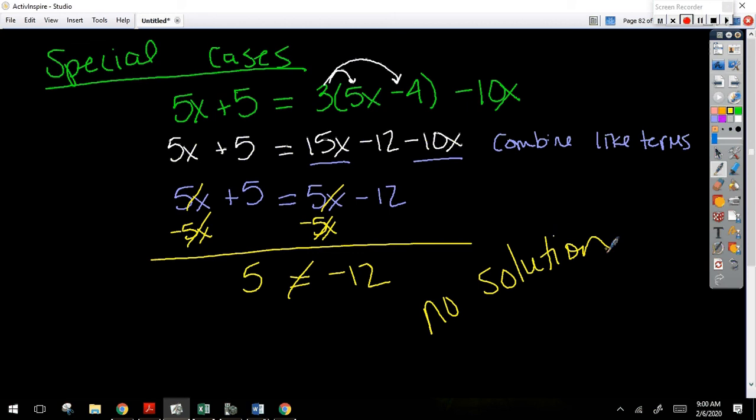Does that make sense to you? That means they don't equal each other, so it means no solution. I just did the line through here, which means that 5 does not equal negative 12. They're not the same number, so that means no solution. Now let me show you scenario number 2, and I know I've been talking a long time. I promise this is the last one.